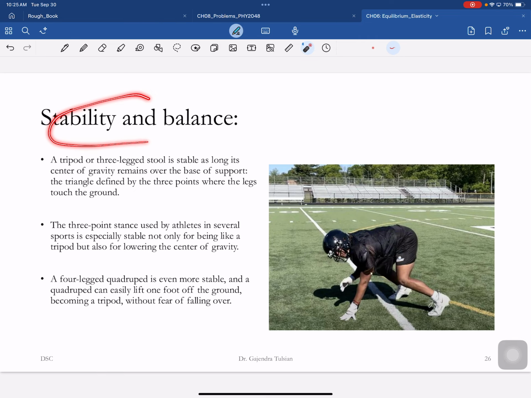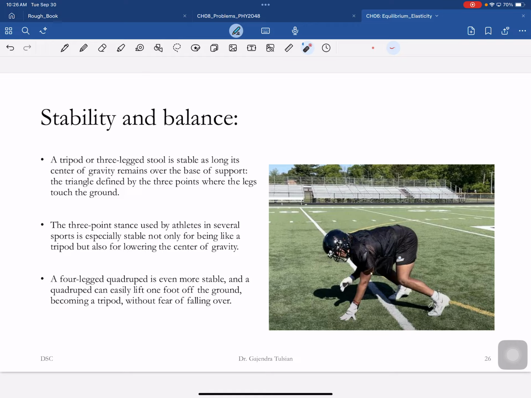All right, stability and balance. Why do athletes stand this way? It's for stability. So what do you need to do for stability? If I'm standing like this, here's my footprint, and I'm less stable. What did I just do? I increased my footprint and I'm more stable. And there's another thing I did: I lowered my center of gravity.